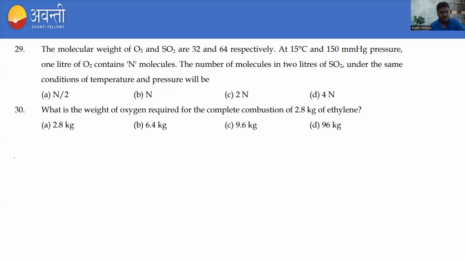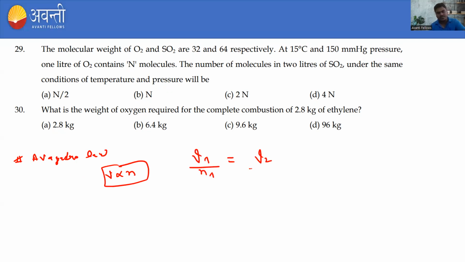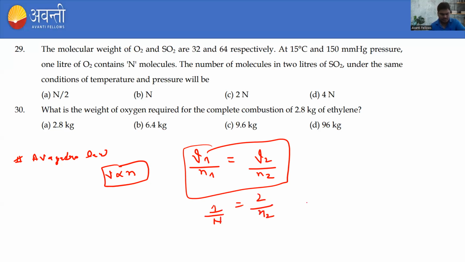According to Avogadro's law, volume is directly proportional to the number of moles. So we can say that V1 upon N1 is equal to V2 upon N2. In this question, V1 is 1 and V2 is 2, with N2 to be found. So what is N2? N2 comes out to be 2N.